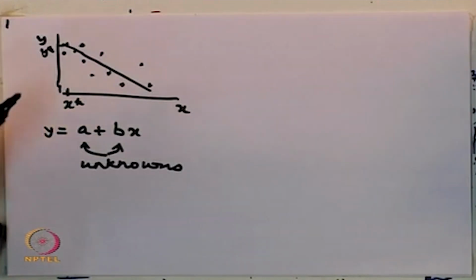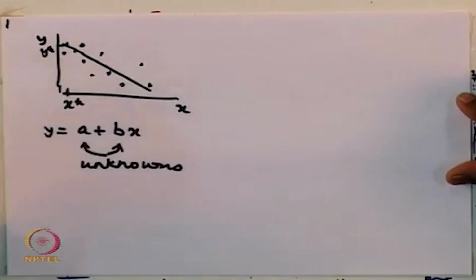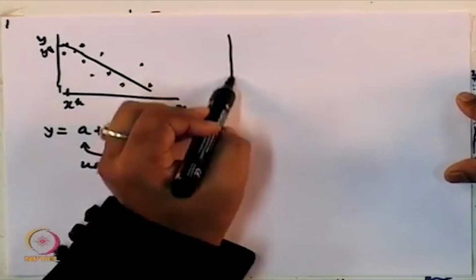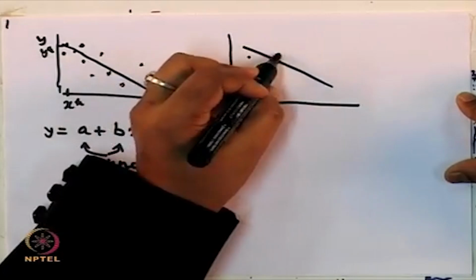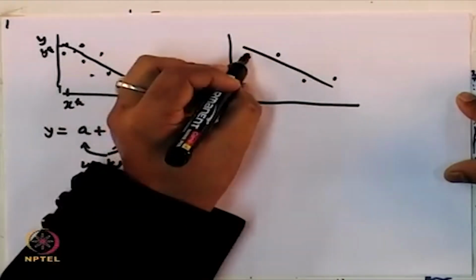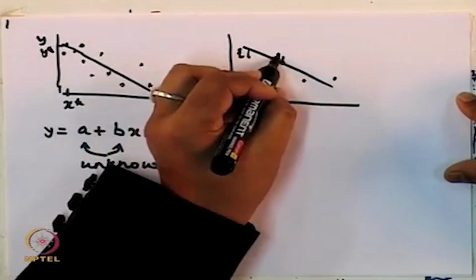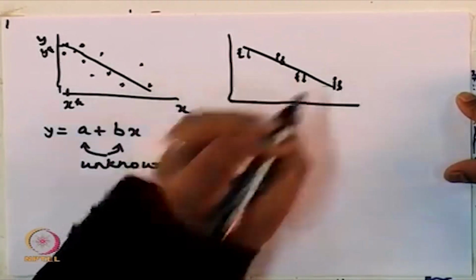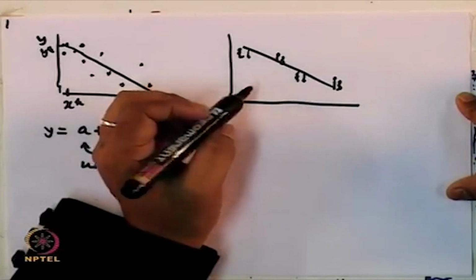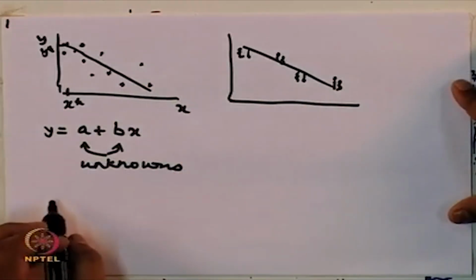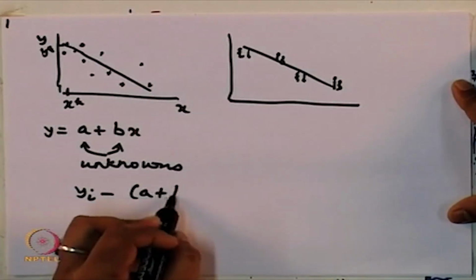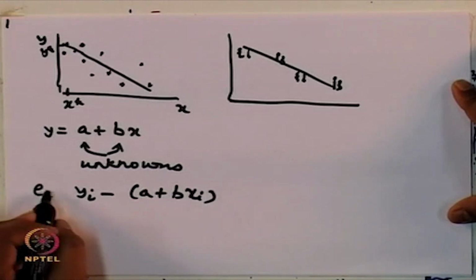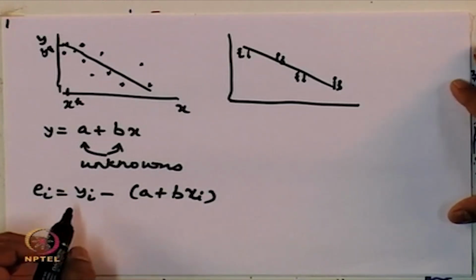How do we go about finding the equation of a line which we think is the best representative of this data? One of the strategies followed is to minimize the deviation. If this is the line that I am drawing and these are our points, I minimize the sum of these deviations from this line. Deviations are simply y minus (a plus bxi), so ei is equal to yi minus (a plus bxi).